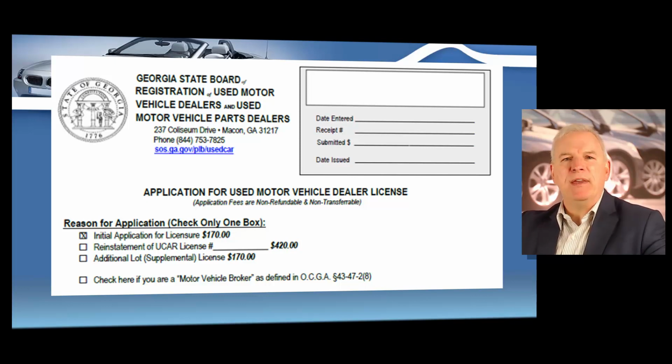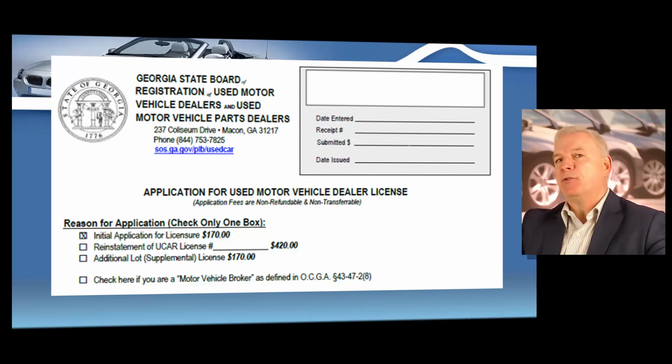You will see the license fees here. I'm assuming you are submitting an initial application for licensure, so you would check that box, and as it states, that license fee is $170. If you're going to act as a motor vehicle broker, you would check the motor vehicle broker box. But remember, as I stated earlier, you must have a used motor vehicle dealer license to act as a motor vehicle broker.